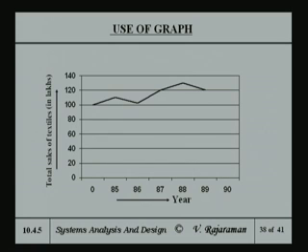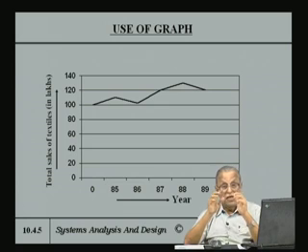So for instance, total sales, use of graphs, total sales of textiles in lakhs. So you can see that it's slowly growing, but there's a dip in a particular year. And you ask the question, why was there a dip in that year? And you try to find out the reasons. That's what strategic management is all about.